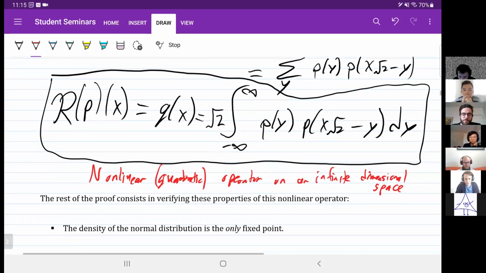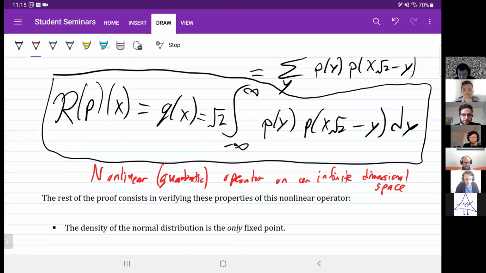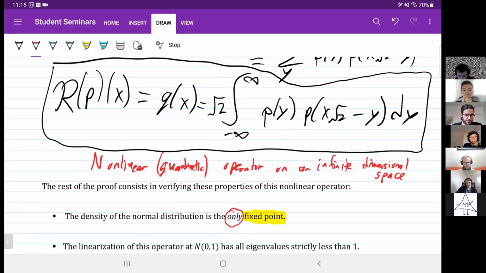So the first thing is that the density of the normal distribution is the only fixed point. I'm not going to do the calculation that it is a fixed point. It's not a very difficult integral. You can just substitute in and you'll get that this actually is a fixed point. The word 'only' is a bit of a hard one, but I'll address that in a moment. So let me table that discussion of 'only' for a moment. But it is indeed a fixed point.